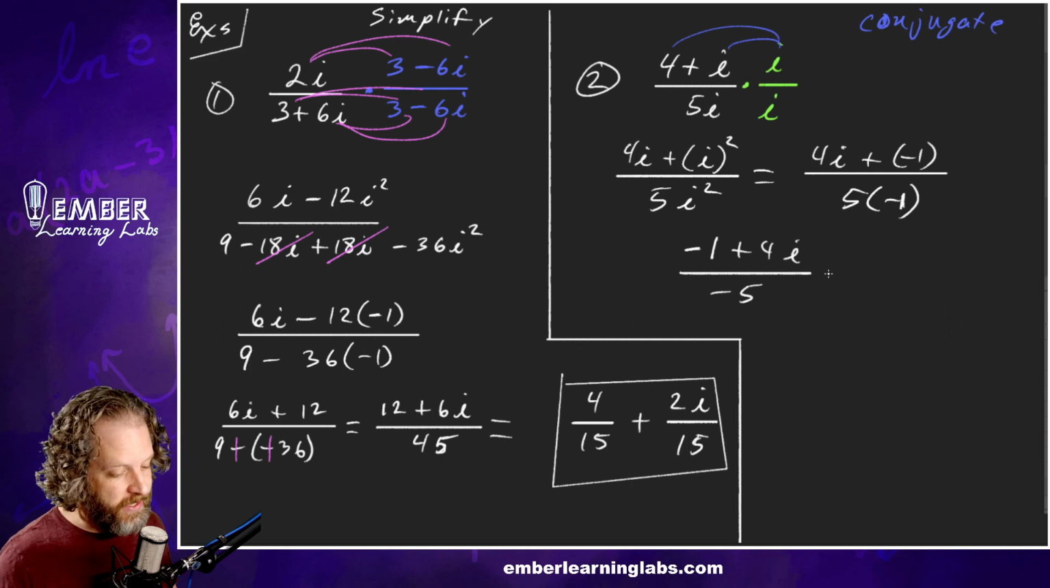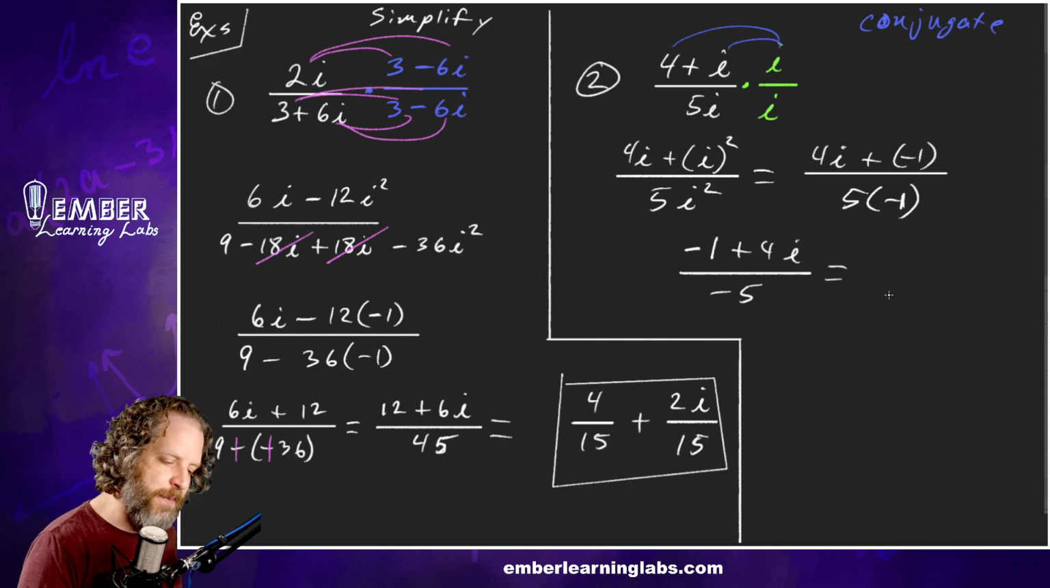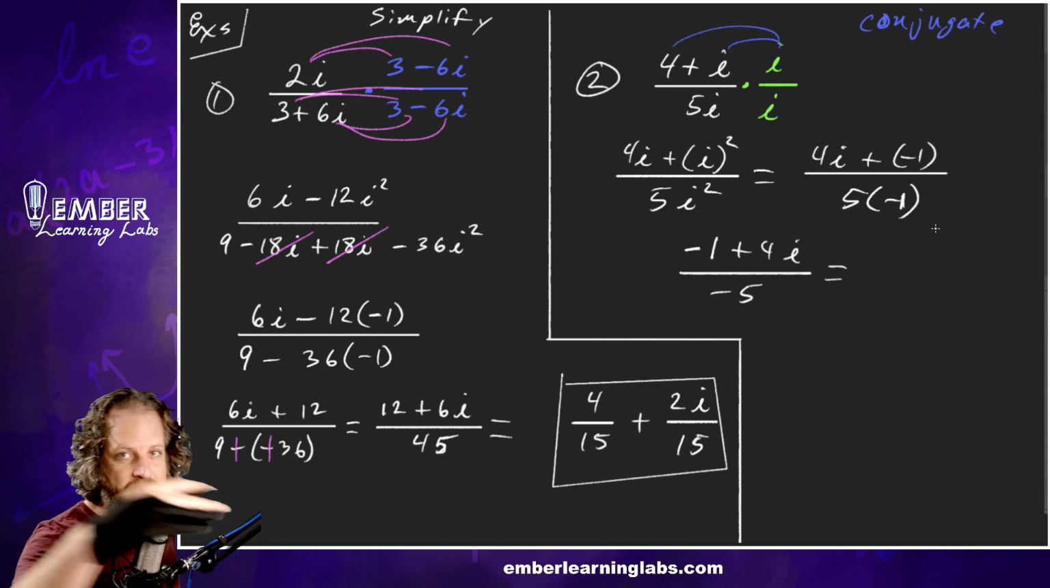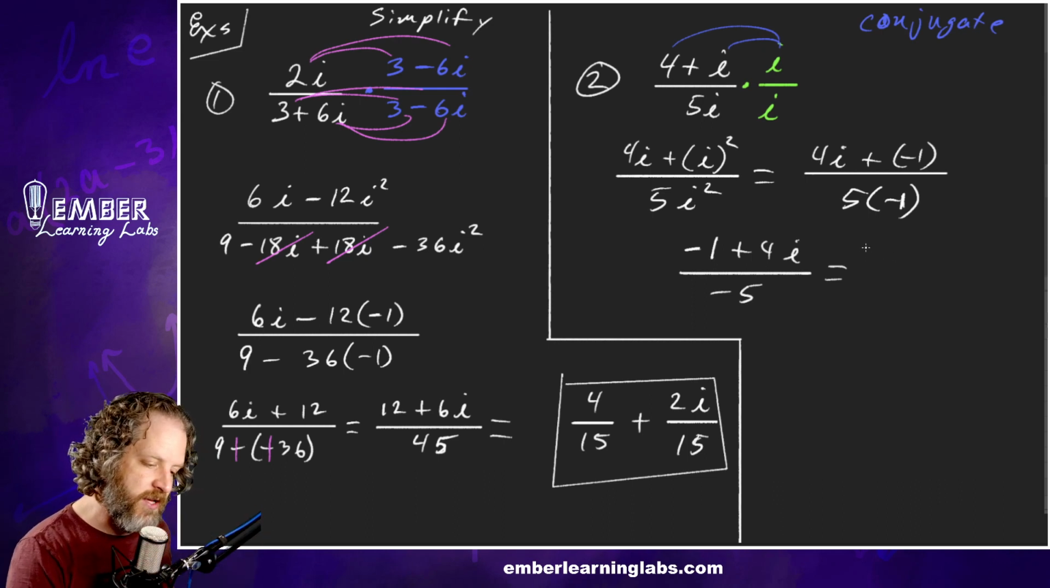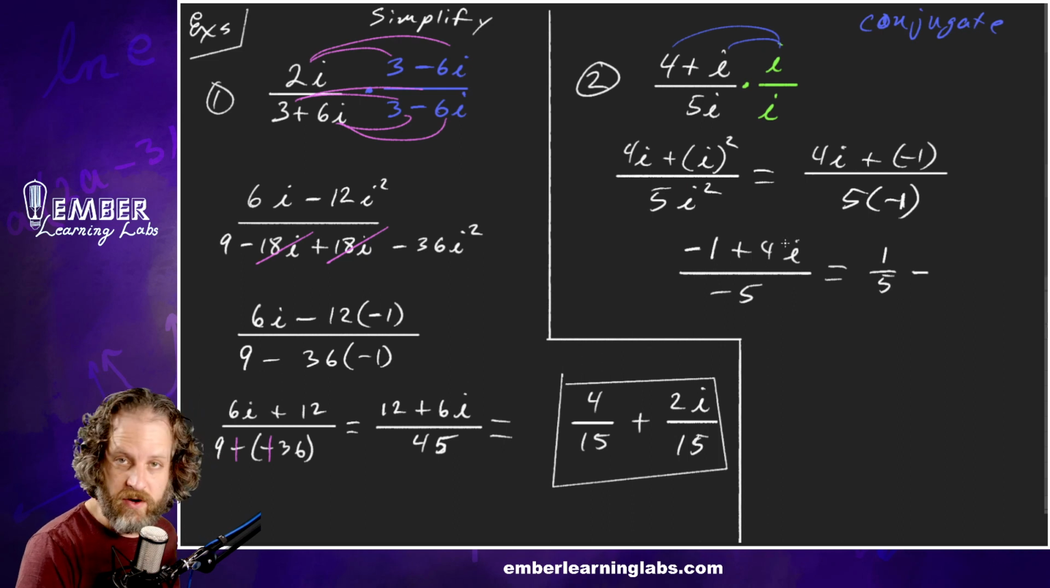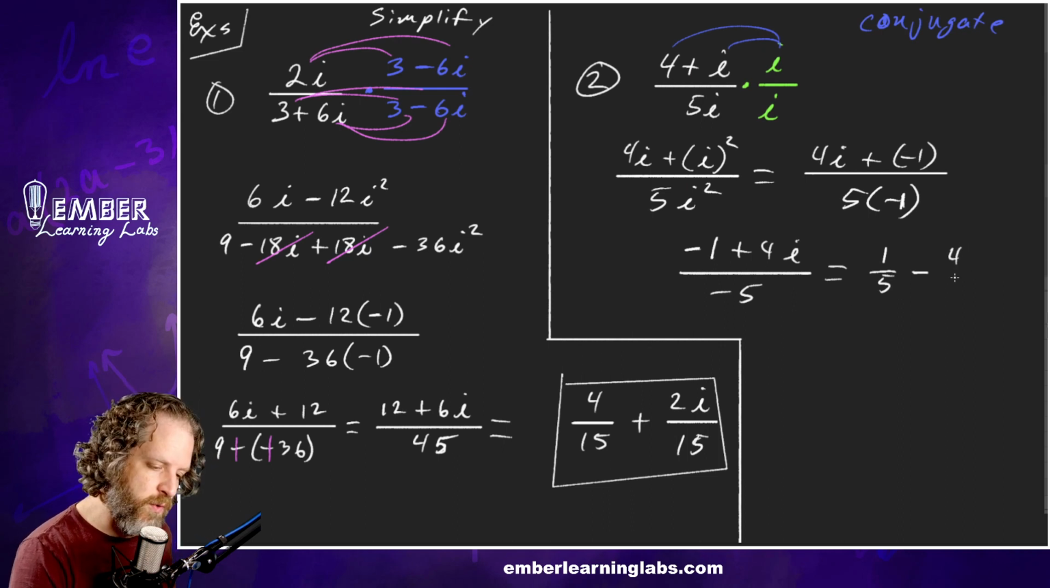Now we need to split it, right? So we're going to split it up into the real and the imaginary parts. We got a negative over negative on this one, so it's going to turn into positive 1/5 minus, because we got a positive over a negative, 4/5 i.